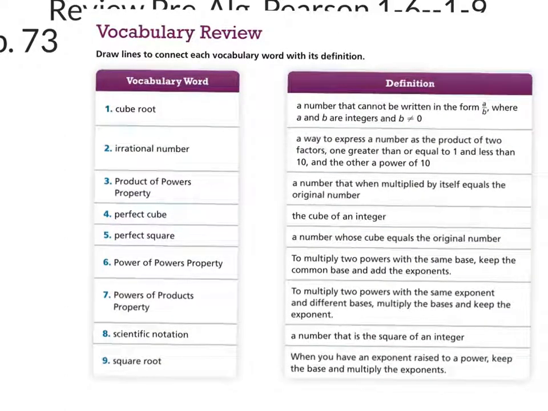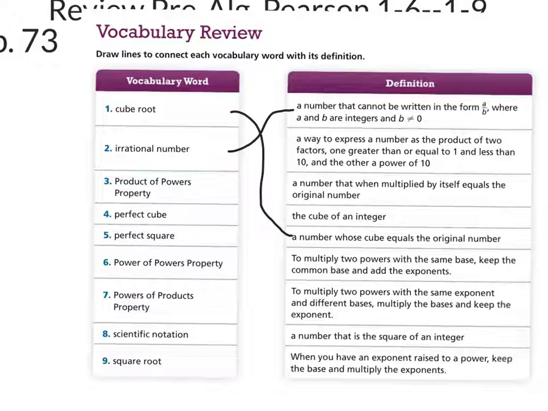So, number one, cube root. That would be a number whose cube equals the original number. Irrational number is a number that cannot be written in the form a over b, where a and b are integers and b is not equal to 0.